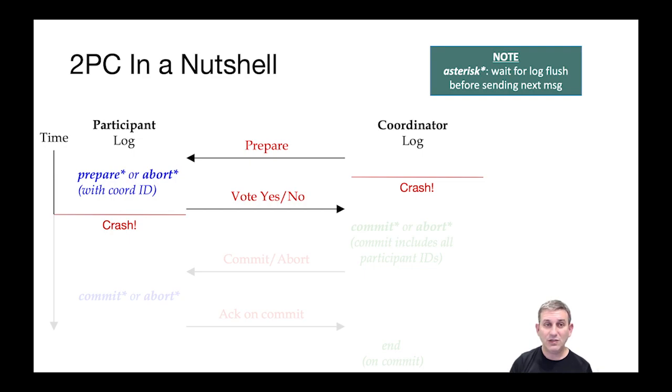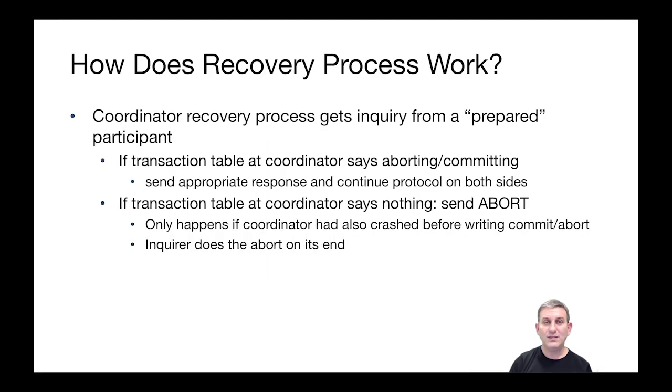The participant knows about this transaction because it has a prepare message in its log. The coordinator does not know about this transaction because it has nothing in its log when it recovers. So the coordinator, not having collected the messages and logged them for this transaction, should simply abort the transaction. And then once the coordinator tells the inquirer this information, then the inquirer will also abort the transaction.